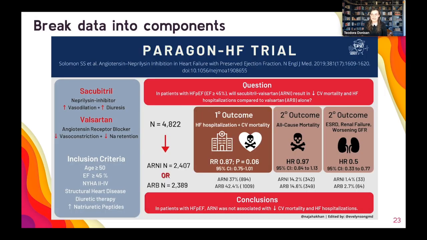We can also break the data into components. Visual abstracts are a great example of this. Here we have one done by Naja. The information is very nicely organized to show the background, results, and conclusions.